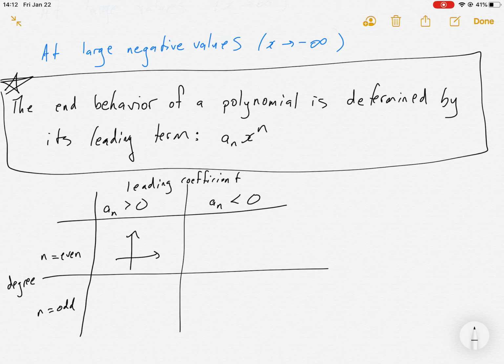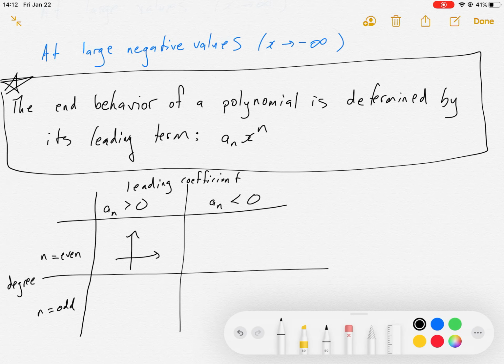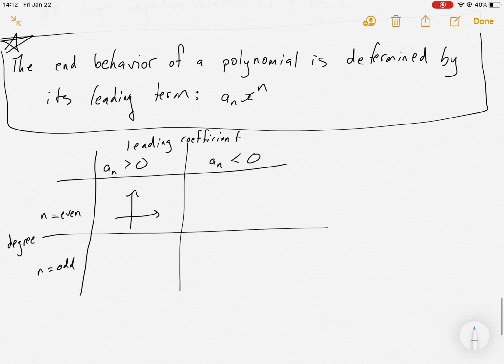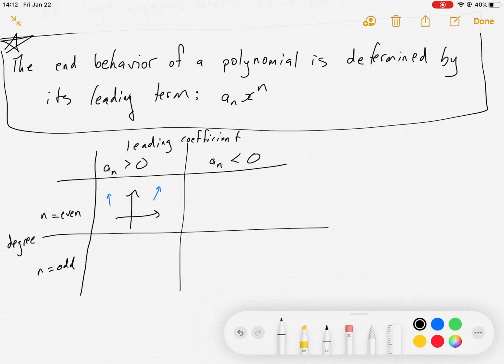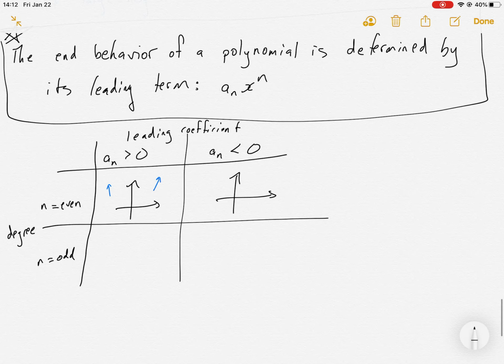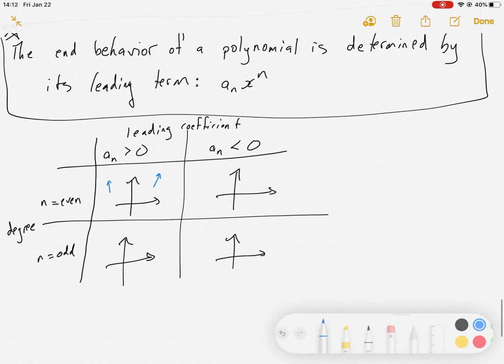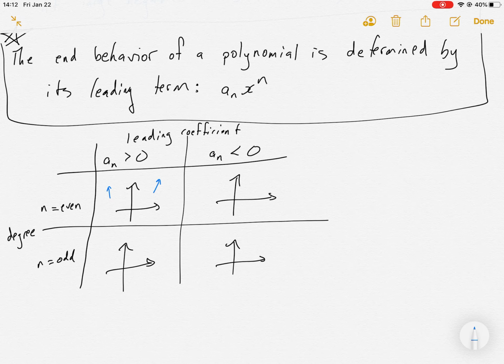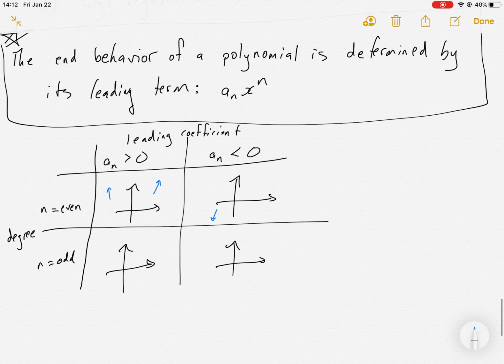So basically, here's the idea. I don't care about the middle, but the end behavior, if the leading coefficient is positive and n is even, is going to look like this. We'll go ahead and draw some axes in here for each of them. If the leading coefficient is negative and n is even, then it looks like this. It reflects over the x-axis. For odd and positive, it does this. And then for odd and negative, it flips over the x-axis or the y-axis. And so we end up with this.